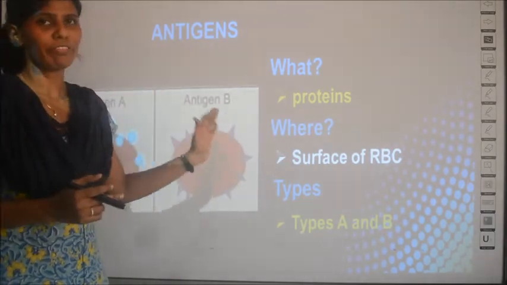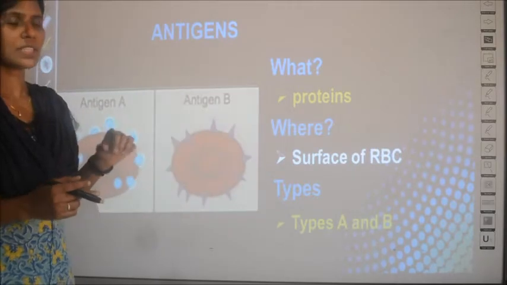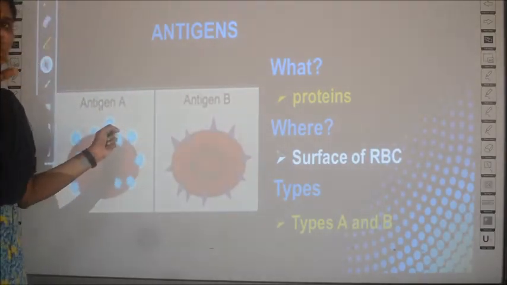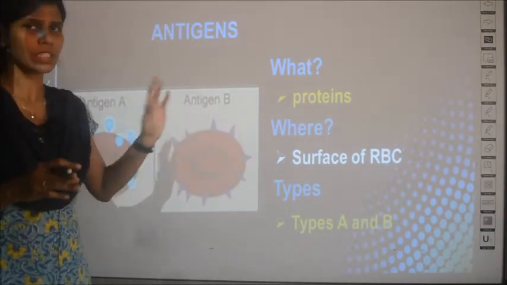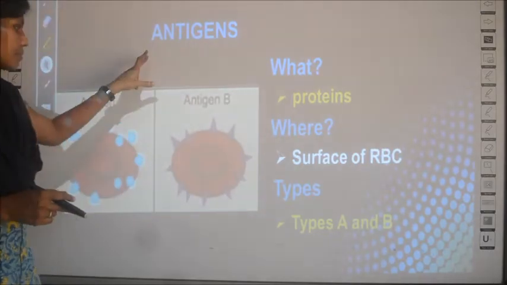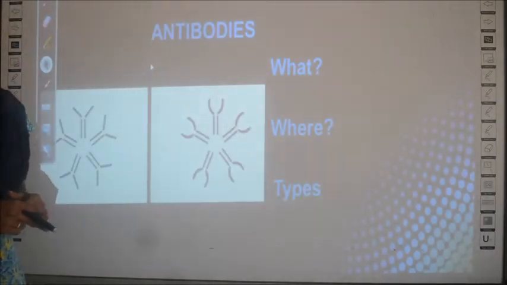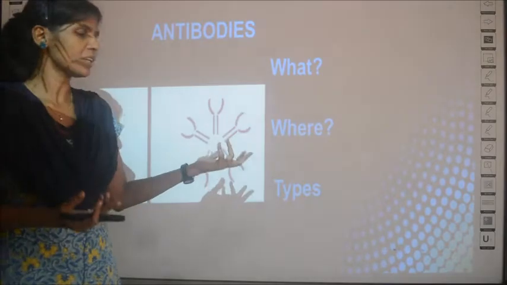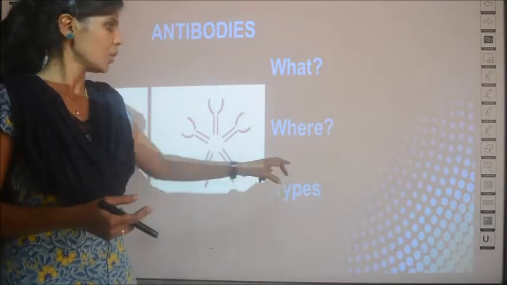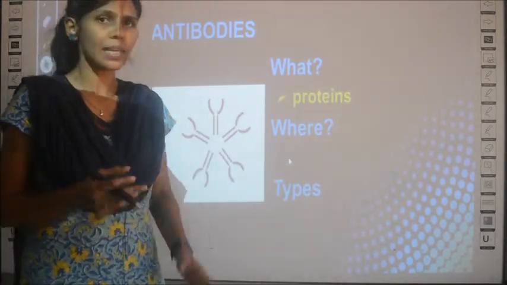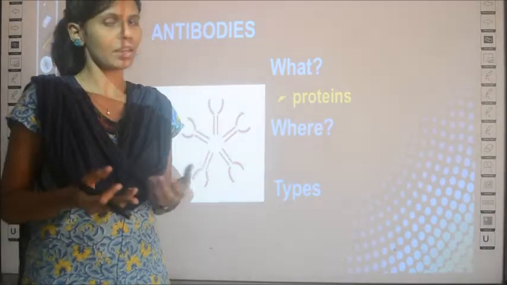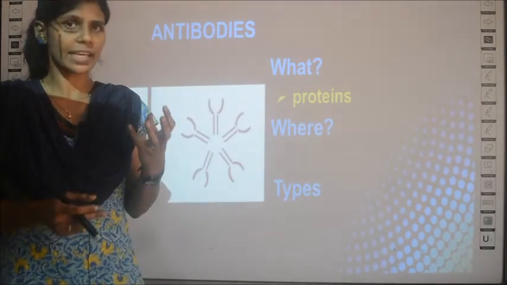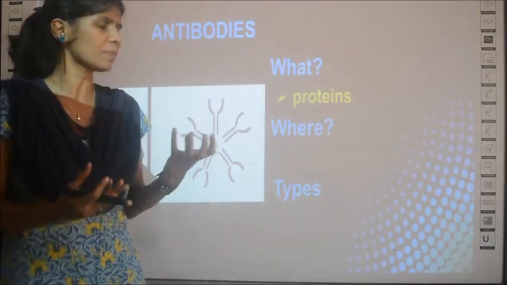Just to show the difference, a diagrammatic representation is given. For A it is shown as circles and for B it is shown as spikes. Clear? Then what is an antibody? Antigens are proteins. What are antibodies? Antibodies are again proteins only. Just like antigens, antibodies are also proteins.